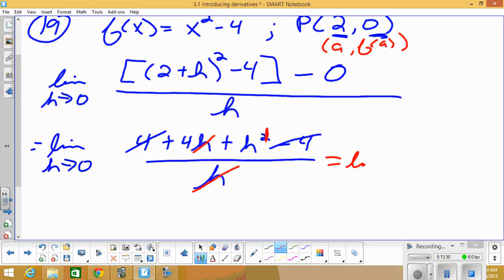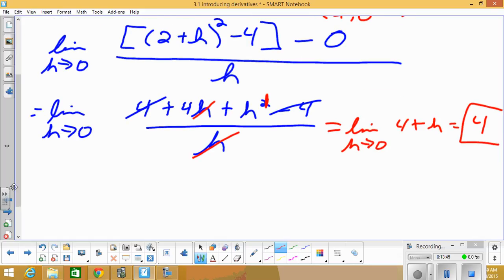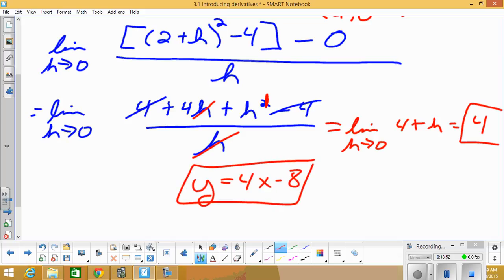The limit as h is approaching 0 of 4 plus h. I can now do direct substitution and see that I have a slope of 4. Then they want us to find the equation of the line again using the slope and that point, and we should get y equals 4x minus 8 for the equation of the line.